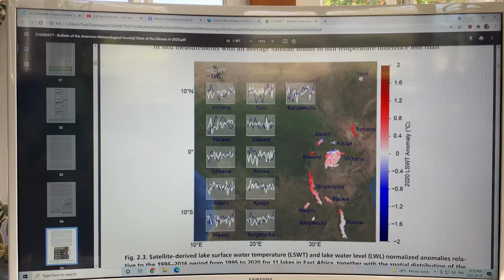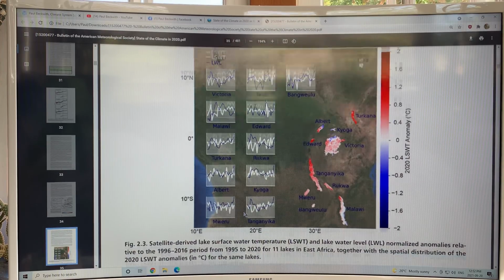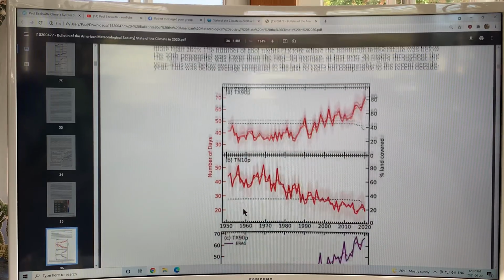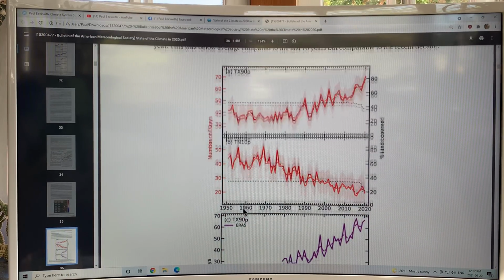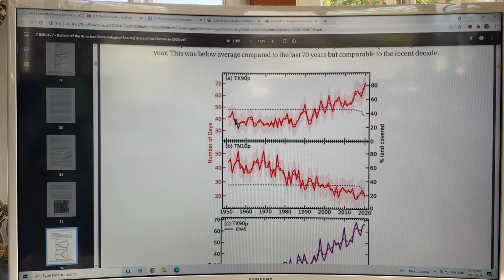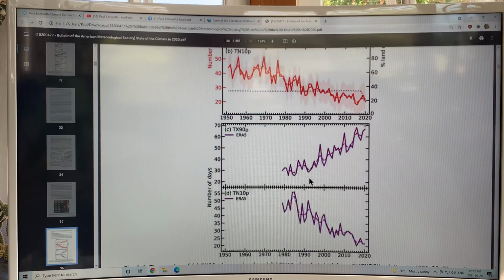This is the lake surface water temperature and lake water level for 11 lakes in East Africa. And you can see the plot here. So the lake surface water temperature is the white trending line, and it's trending up for the most part. And the blue line is the lake water level, and there is quite a bit of fluctuation in the African lakes. This is the uptick in the number of warm days, and the number of cold days. So we're losing coldness, gaining warmness. No surprise there.